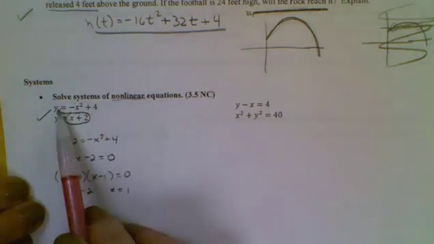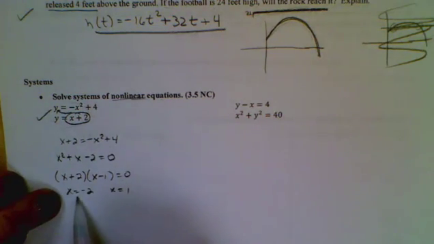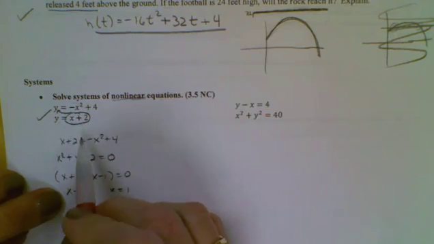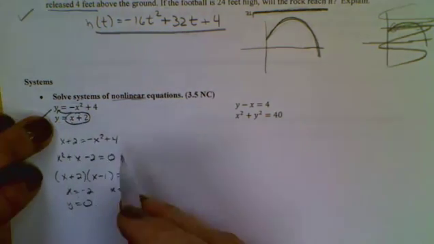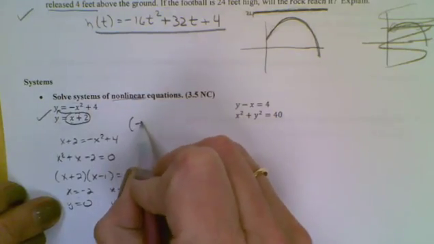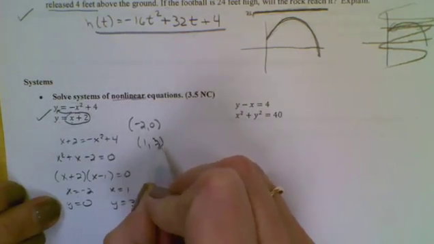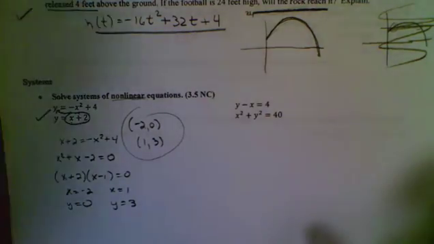But remember, when you're solving a system, you're looking for an xy pair. So now I have to say if I put in negative 2 for x, y equals negative 2 plus 2, y would be 0. And when I put in a 1, y equals 1 plus 2, y would be 3. So your ordered pairs then are negative 2, 0 is one place where they intersect, and 1, 3, the other place where they intersect. So that's just where those two curves intersect.